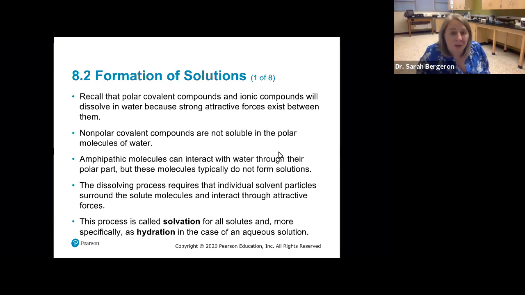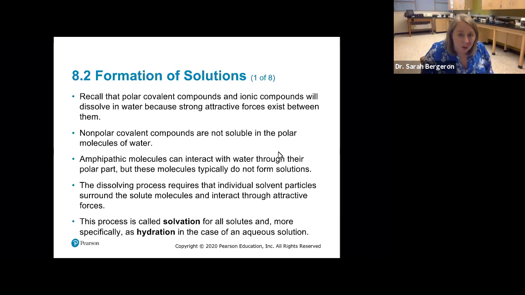dissolve and can't dissolve. Amphipathic molecules, on the other hand, are the ones that have one side that's positive and one side that's negative. So like those fatty acids, where we had a polar head group and then a nonpolar, really long carbon chain, right? Those can interact with water on the polar part, on the negative part, but these molecules usually don't form solutions because they have that big long chain that's nonpolar, right? So they can get distributed, but they don't actually dissolve.